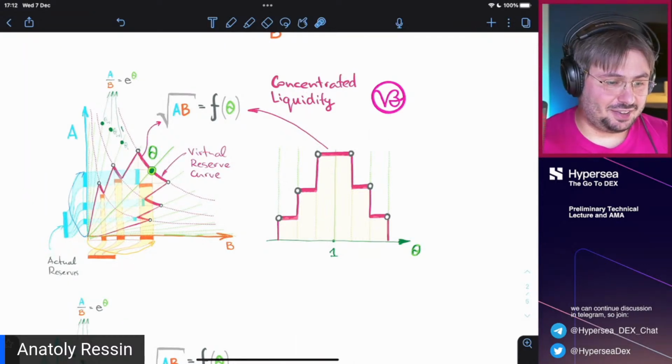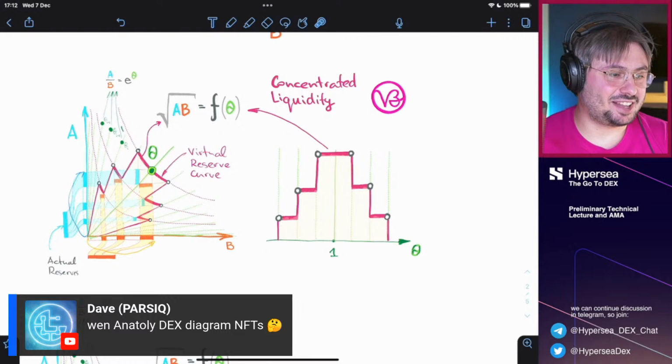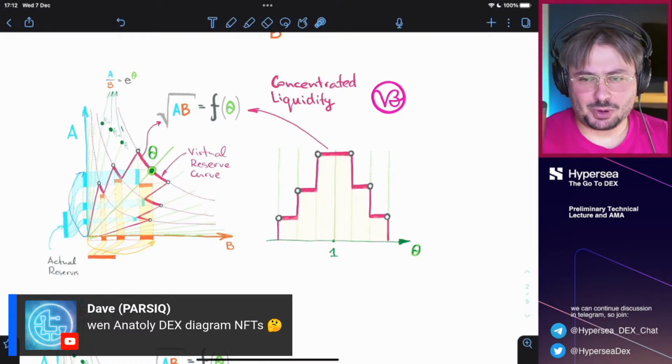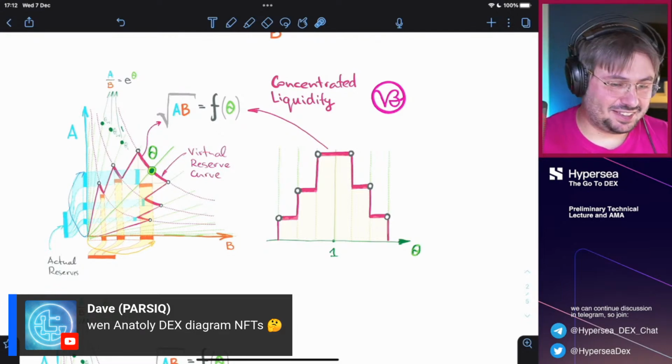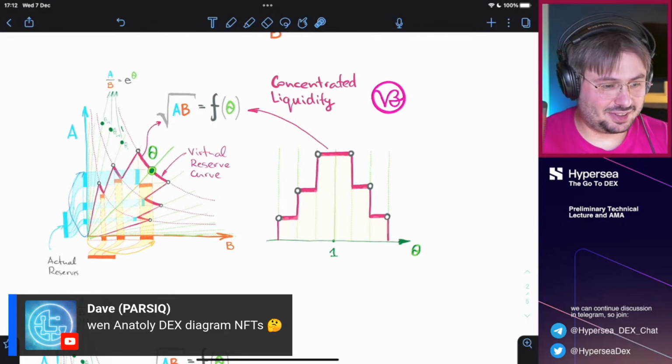Okay, users are just asking when DEX diagram NFTs. Probably I should make some rare NFTs from these exchanges, and define goals for users to obtain them as a prize.